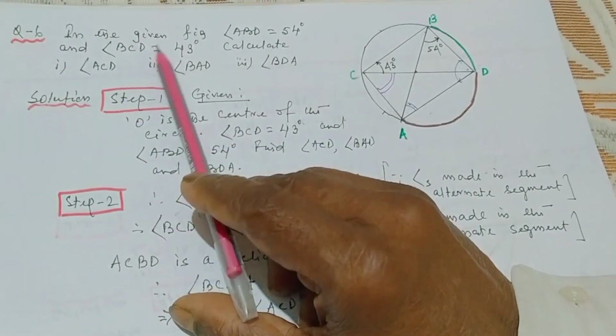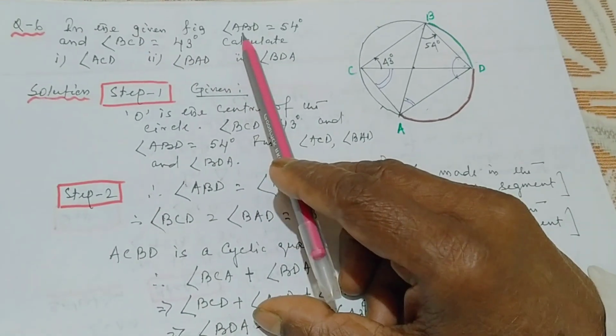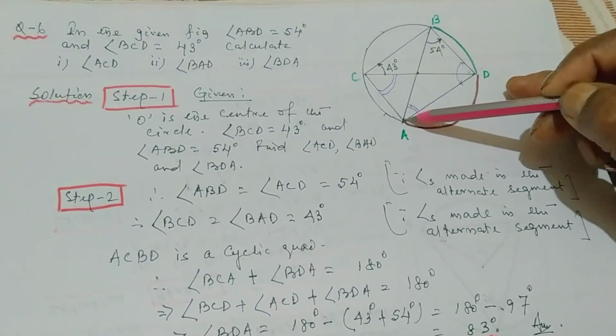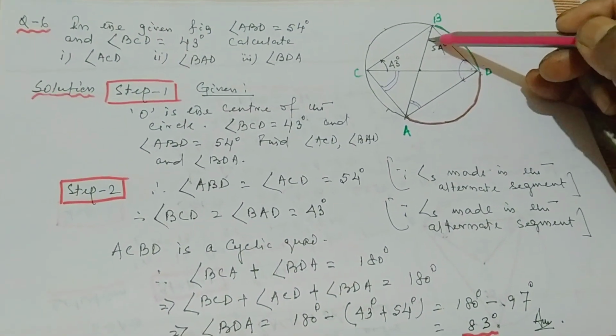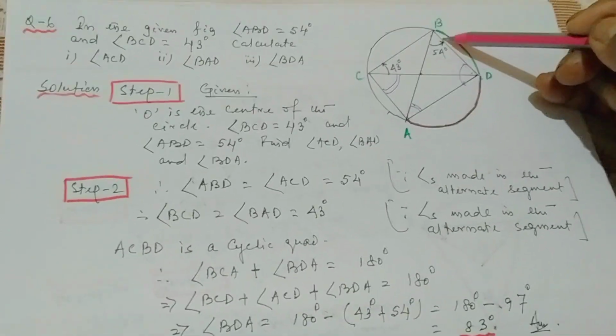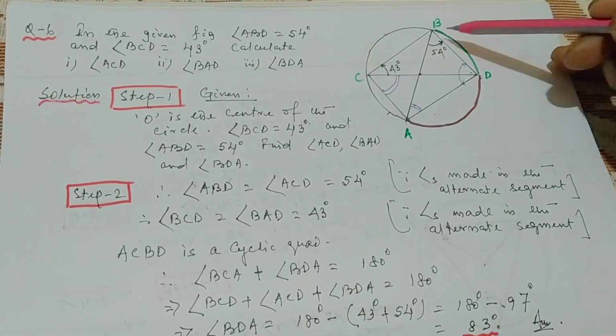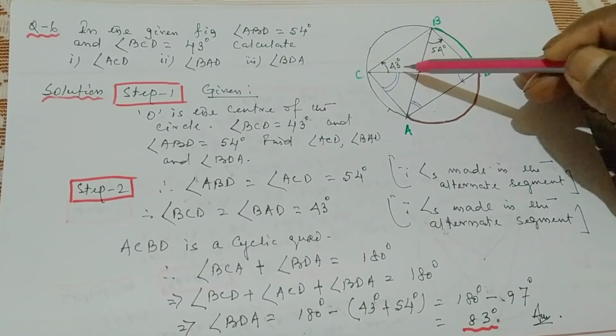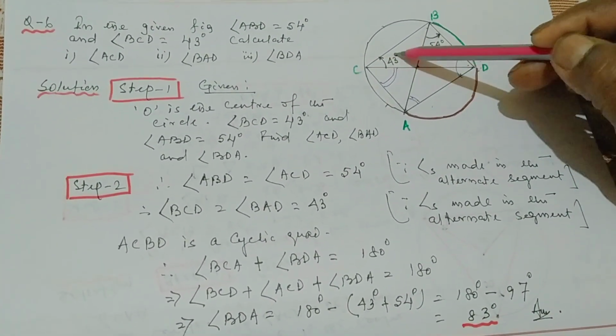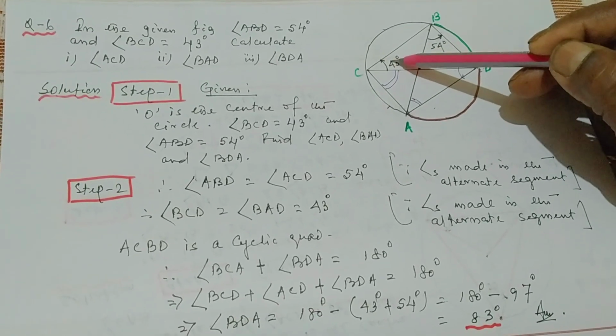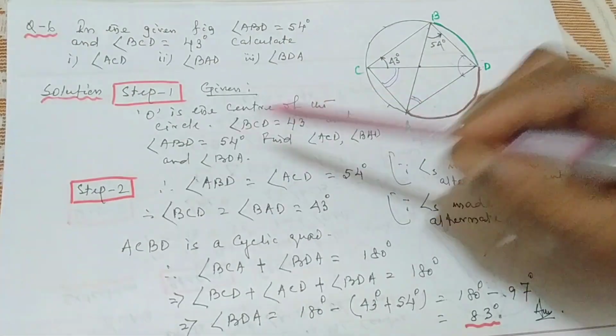In the given figure, angle ABD, this angle is 54 degree. It is given in the question. Angle BCD, this angle is 43 degree. It is given in the question. And we have to calculate angle ACD.